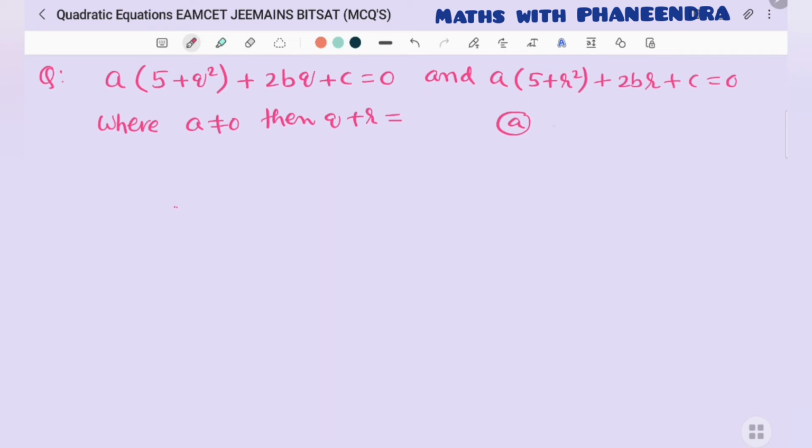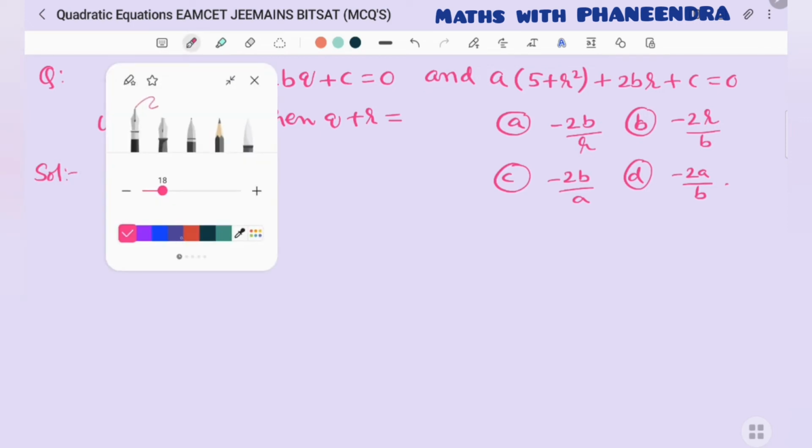So first option is minus 2b by r, second option minus 2r by b, third option minus 2b by a, fourth option minus 2a by b. Here, one logic is there behind this question, dear students. Observe carefully, you will get that logic.